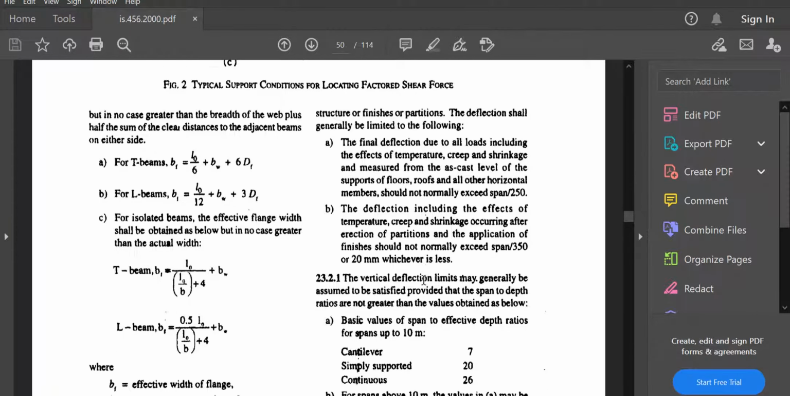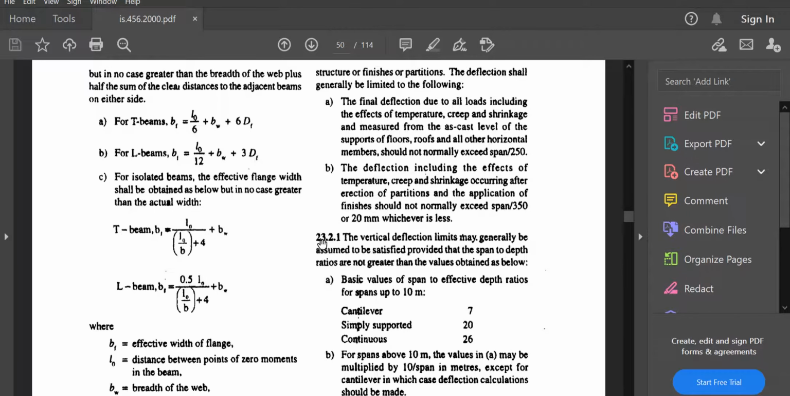And the vertical deflection limits, as you can see in 23.2.1, may generally be assumed to be satisfied, provided that the span to depth ratios are not greater than the values obtained as below. That is, we will calculate the L by D ratio, that is span to depth ratio. Here depth means your effective depth. Span to depth ratio not greater than the values obtained as below. That is, we will see whether these values are not more than certain values such that the deflection control is being done.